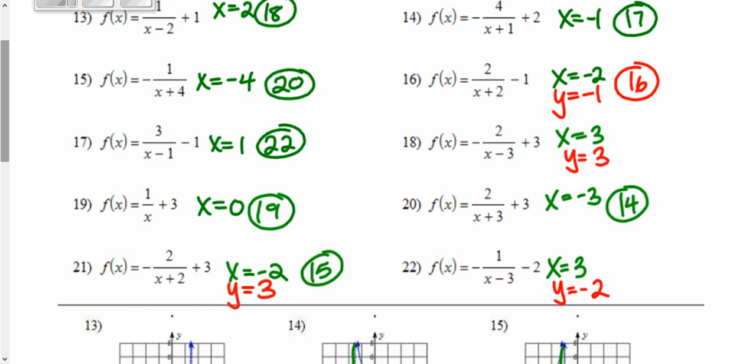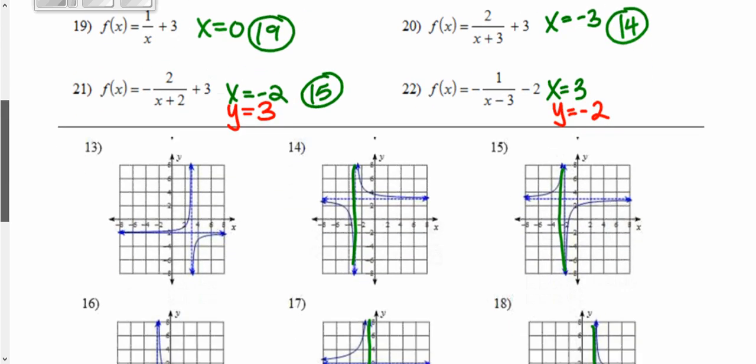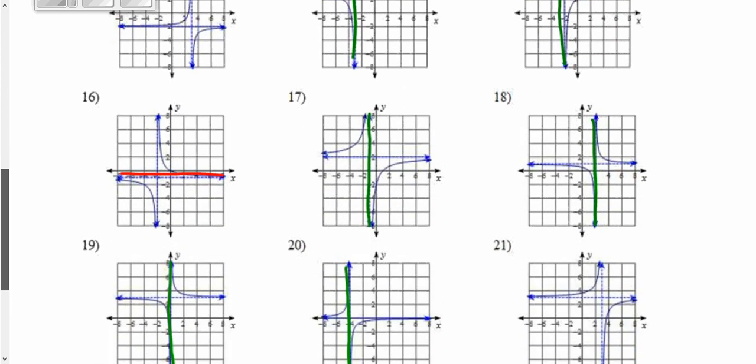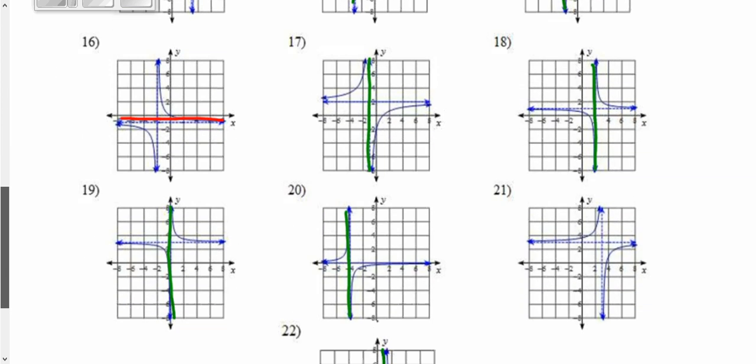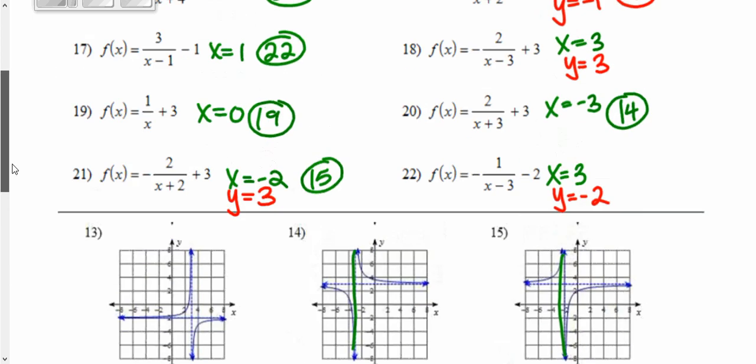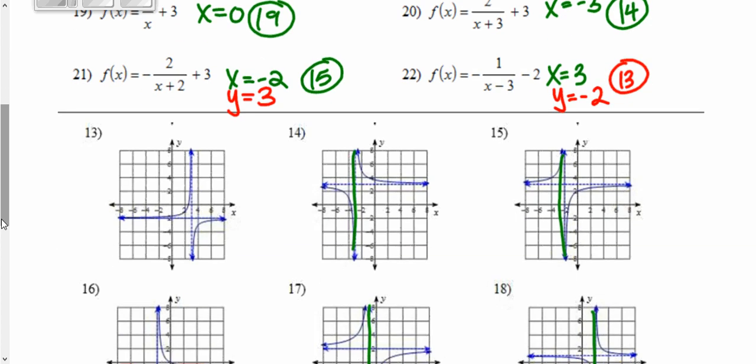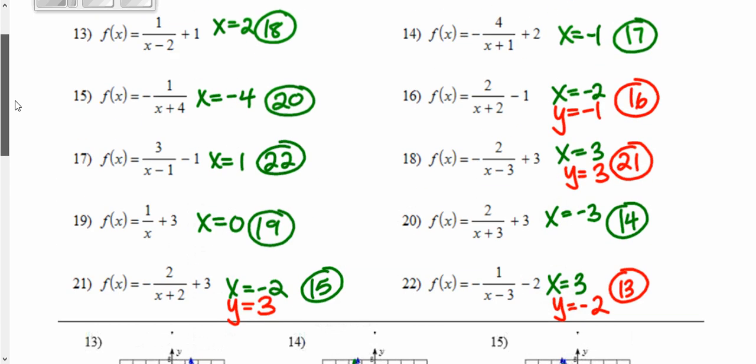So for number 18, both of the asymptotes are at 3. So it wouldn't be 13, but it would be 21. Both the asymptotes are at 3. So by process of elimination, number 22 has to go with 13, and that makes sense because the vertical asymptote is at 3 and the horizontal asymptote is at -2. So we have matched all those problems.